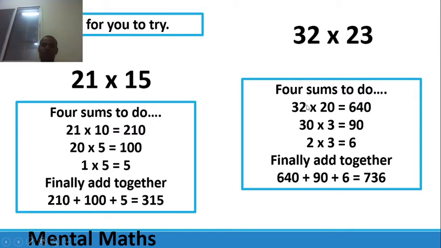Then I will make 32 multiplied by 20. It will be 640. Then 30 multiplied by 3 gives us 90. Then 2 by 3 gives 6. Finally, try to add together to get 640 plus 90 plus 6 gives 736.